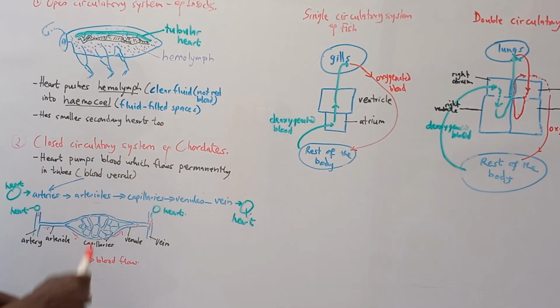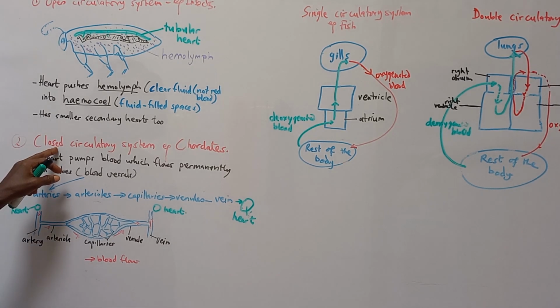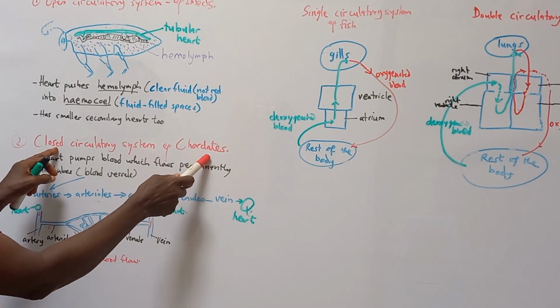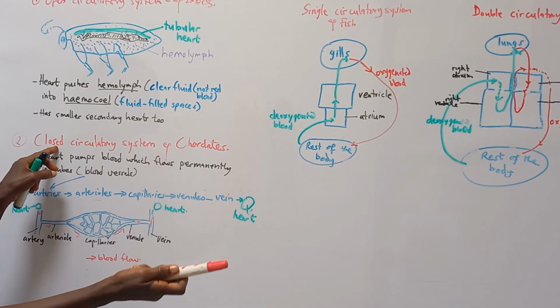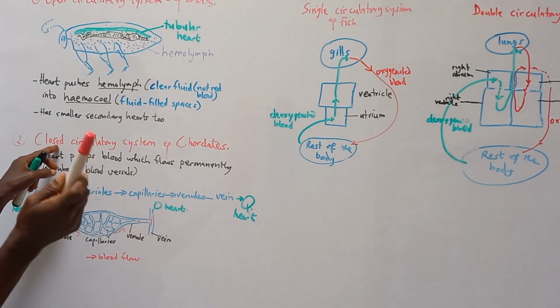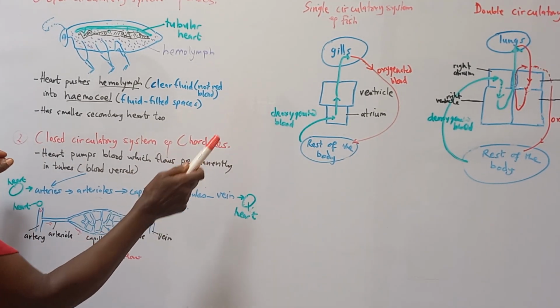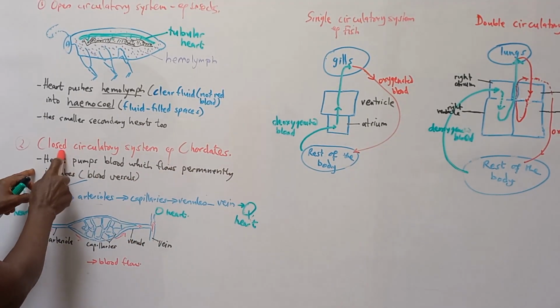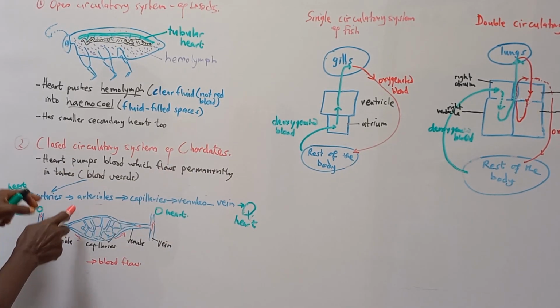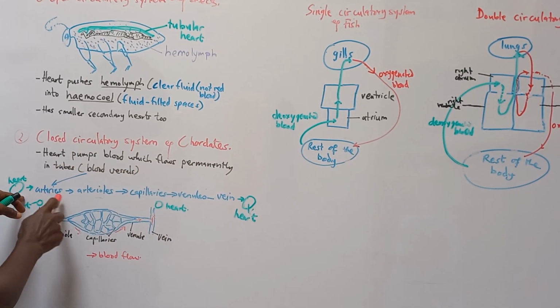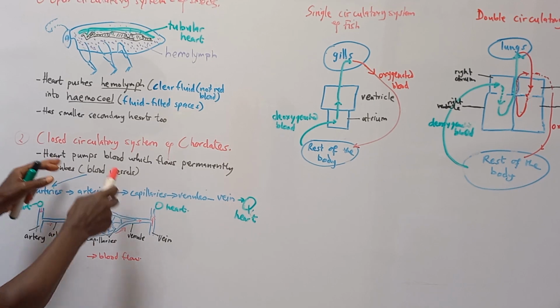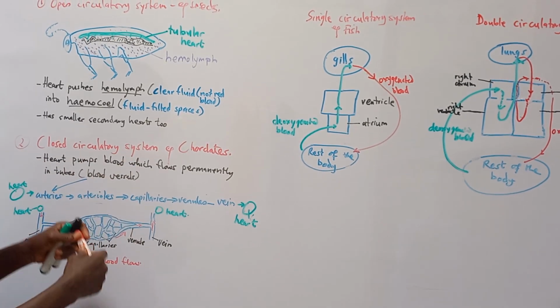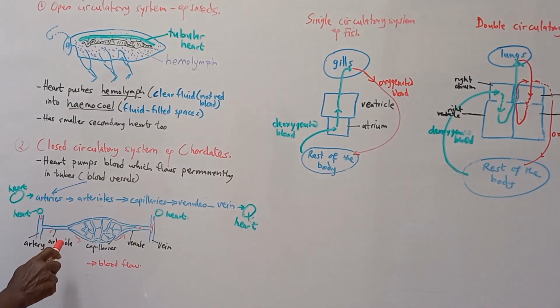That is in insects. Then we have closed circulatory system, which is found in chordates. We've mentioned chordates: reptiles, fishes, amphibians, mammals, birds have this. Now, in closed circulatory system, the heart pumps blood which flows permanently in tubes. So the circulatory system is closed because blood is continually flowing in tubes.